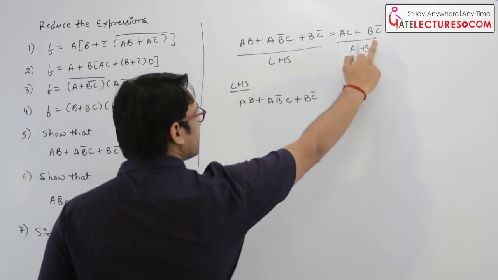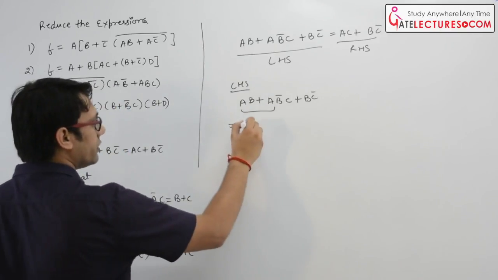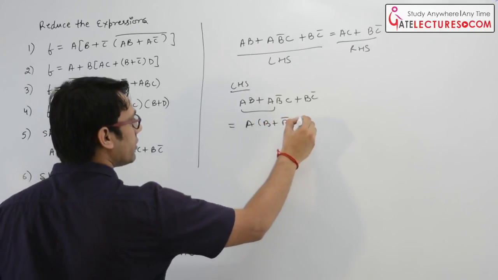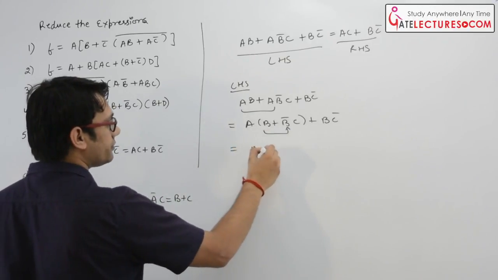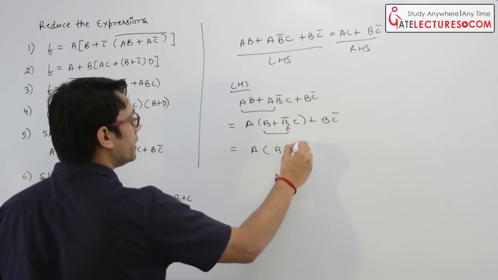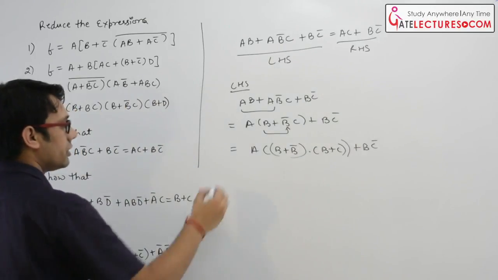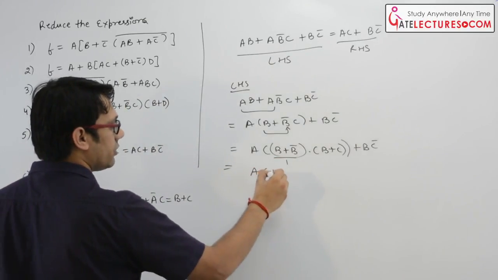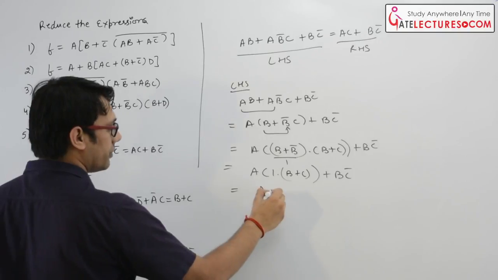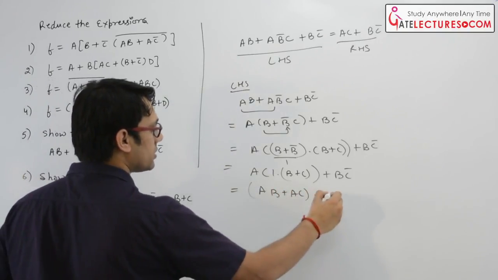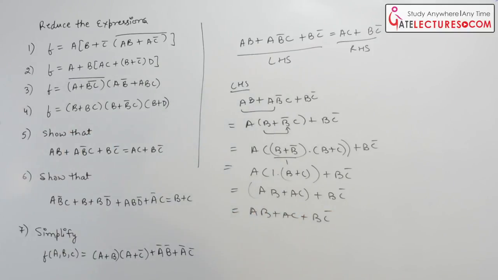And here we have AC plus BC complement. Let us try to take A as common between these two. So it will be A times (B plus B complement C) plus BC complement. Distribute B over here. So it is A times (B plus B complement) dot (B plus C) plus BC complement. And this is equal to 1. So it is A times 1 dot (B plus C) plus BC complement, which is equal to AB plus AC plus BC complement, which is AB plus AC plus BC complement.